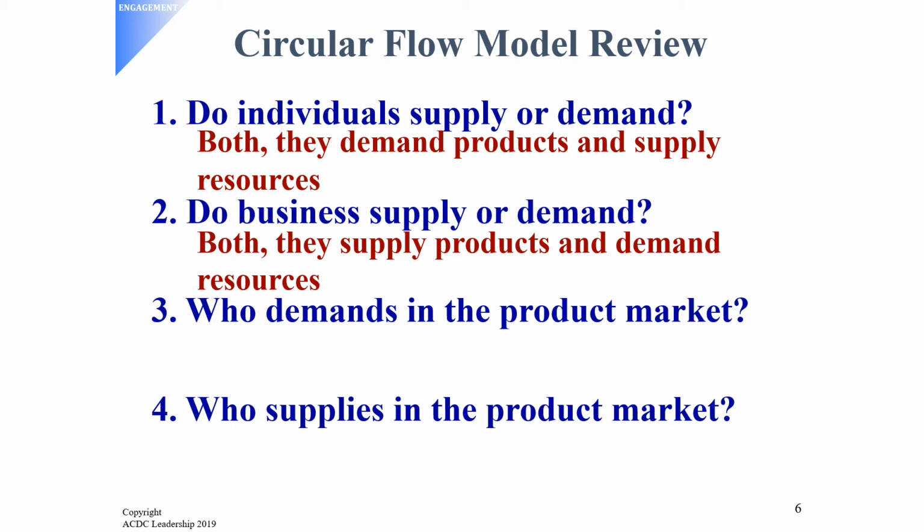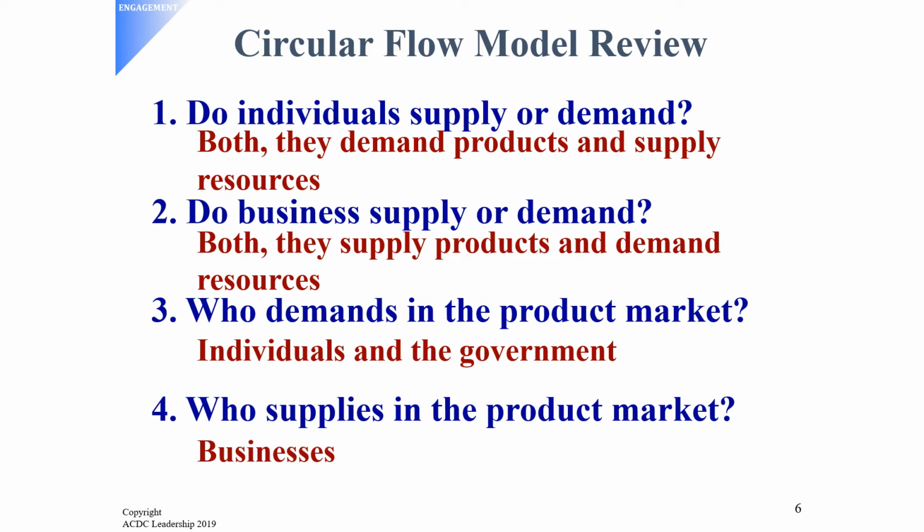So who demands in the product market? Okay, remember that's going to be individuals and the government. Don't forget about the government. We included the government in the model. And who supplies in the product market? Businesses. Okay.